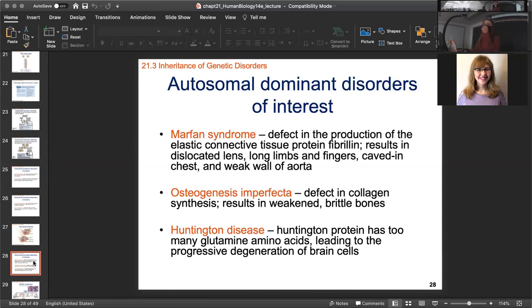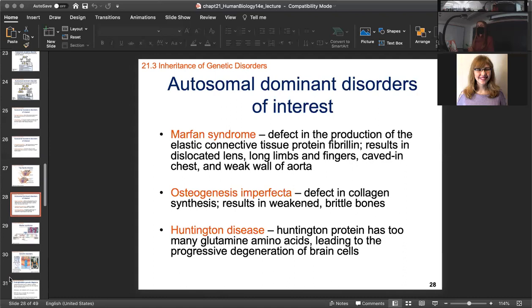Marfan syndrome, this is a defect in the production of the elastic connective tissue in the protein fibrillin. It results in the dislocated lens, long limbs, fingers, caved in chest, and a weak wall of the aorta. So essentially what's happening here is the elastic connective tissue is just not working as well. So a person with Marfan syndrome is going to have really long fingers. They're going to have a caved in chest, and they're going to have a weakened wall of the aorta.